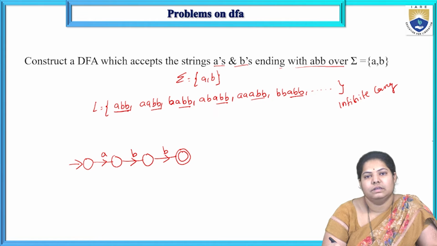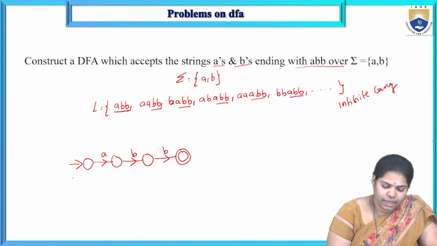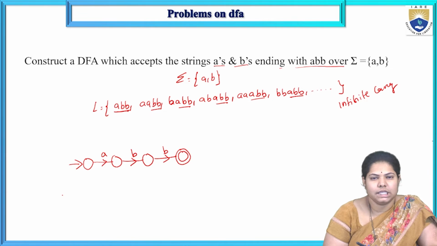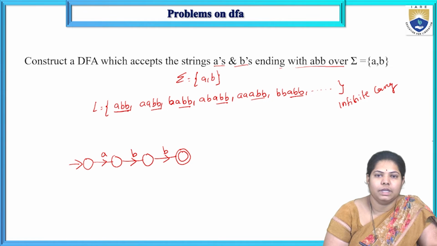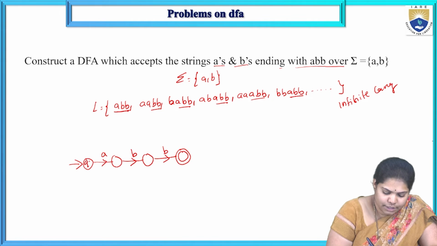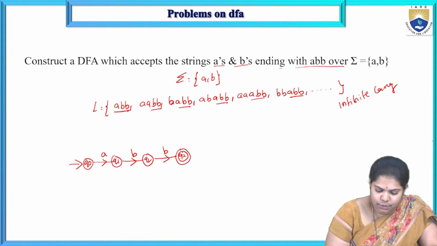It reaches the final state. Before ABB, it can contain any A's and B's. But as this is a DFA, it should contain only one transition per input symbol. So already it has seen A. Let me write Q0, Q1, Q2 and Q3.